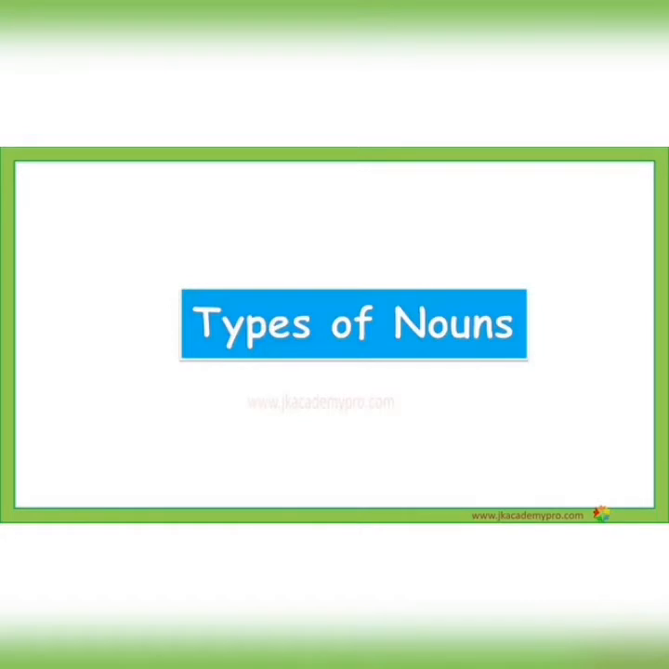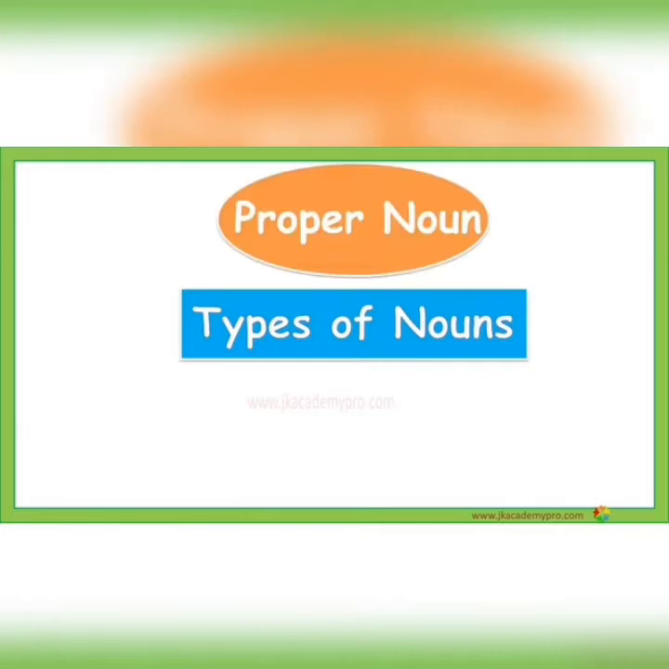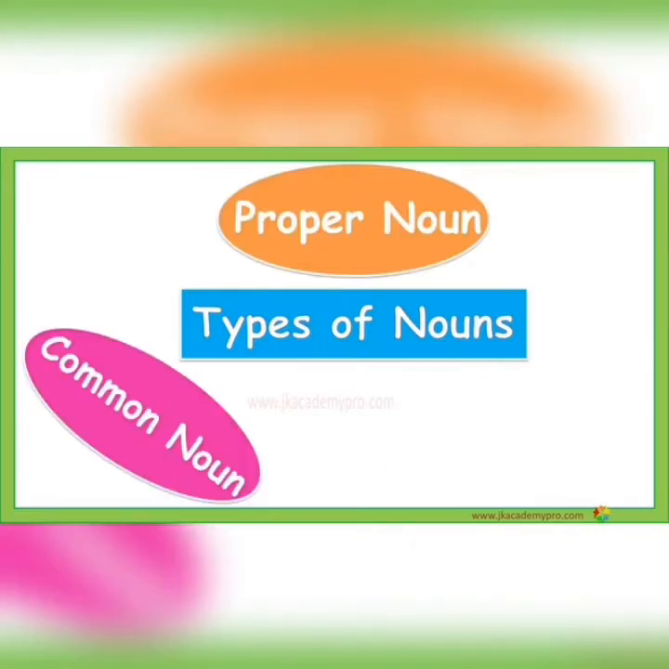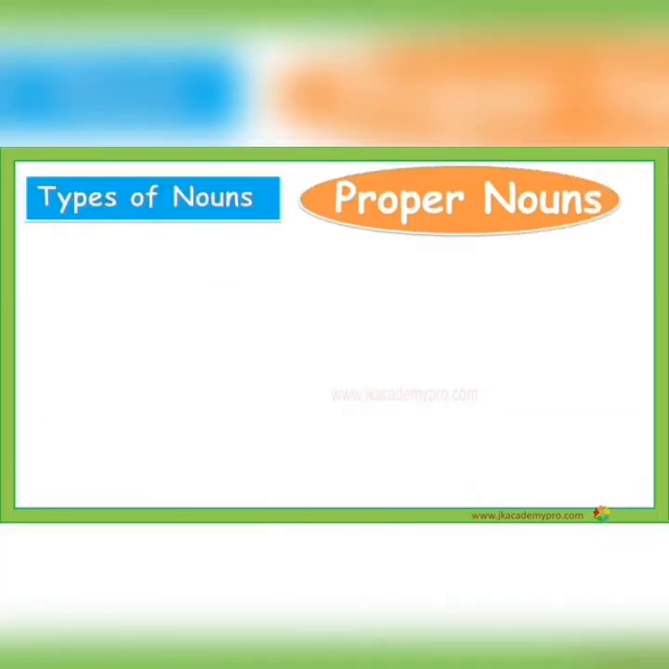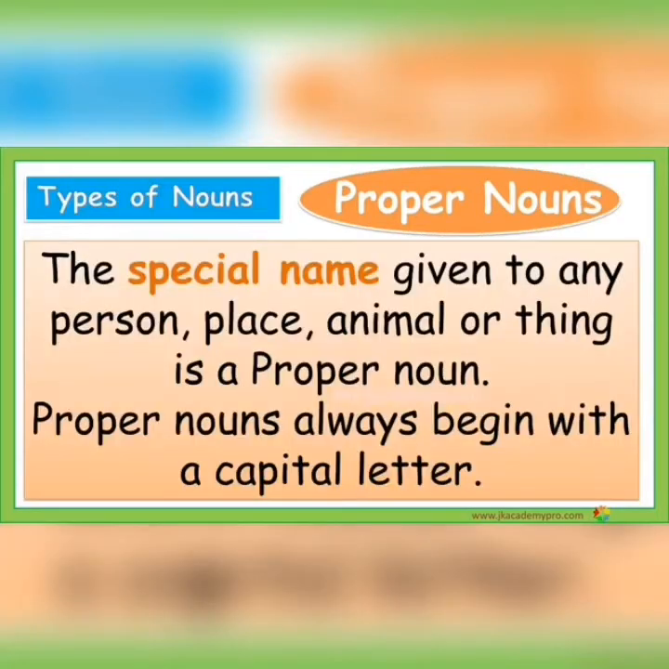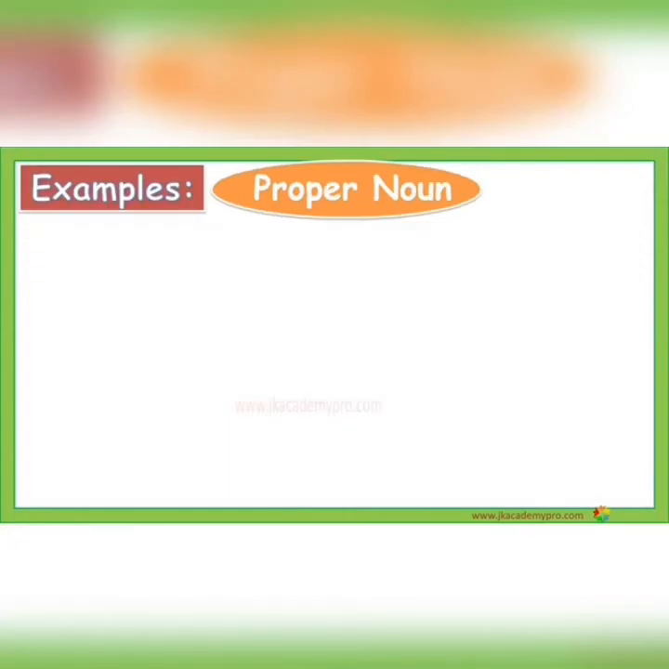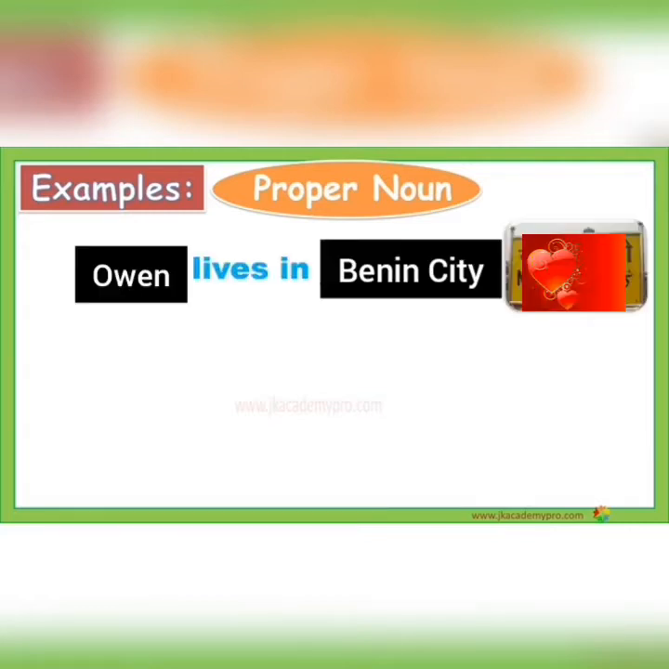Okay, so now what are the kinds of nouns or types of nouns that we have? We have proper noun, we have common noun, and we also have collective noun. Now talking about proper nouns, they are special names given to any person, place, animal, or thing. And proper nouns always begin with a capital letter, no matter where you find them in sentences. We can give examples of proper nouns in the sentences you find here.